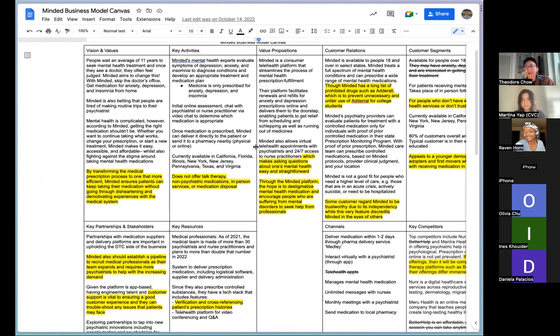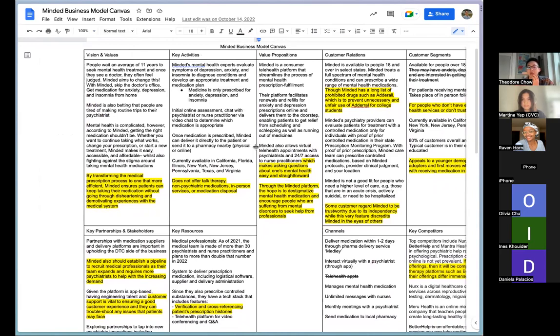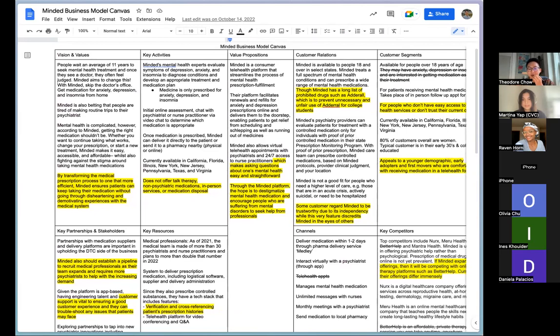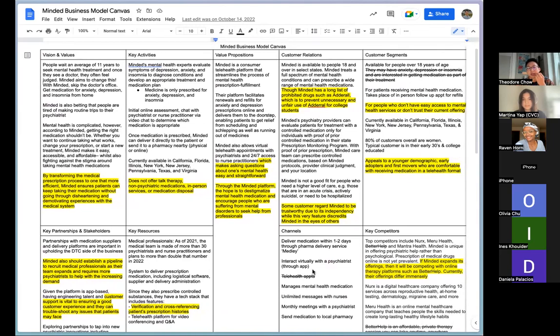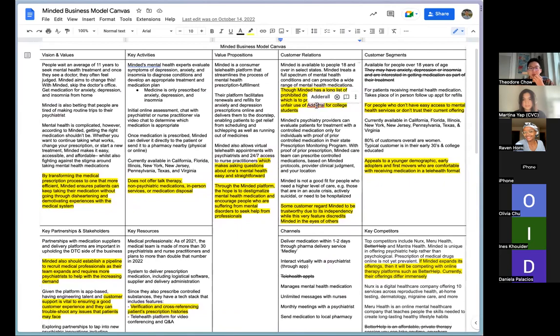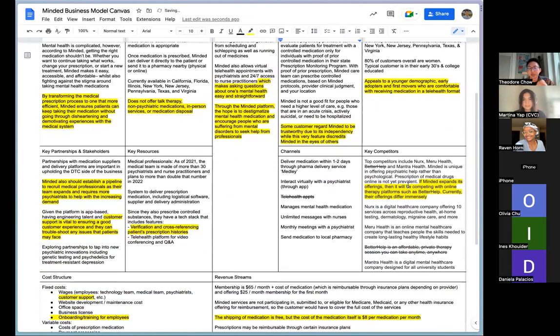But I think one of the main takeaways from this is that you should try to change your business model canvas depending on what customer discovery you do. So you can see here there are a couple of highlighted things and things that are crossed out. These are things that we have iterated on, connecting new research and new discoveries that would change how we perceive the company.